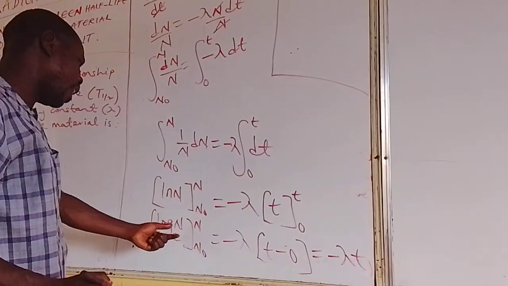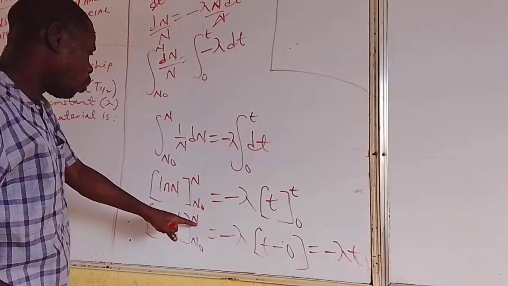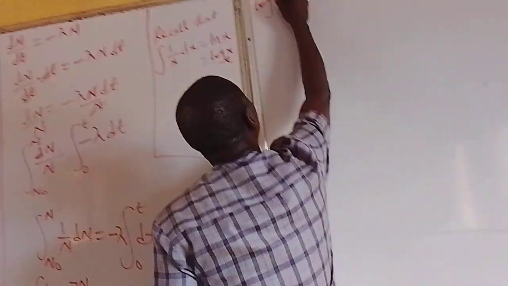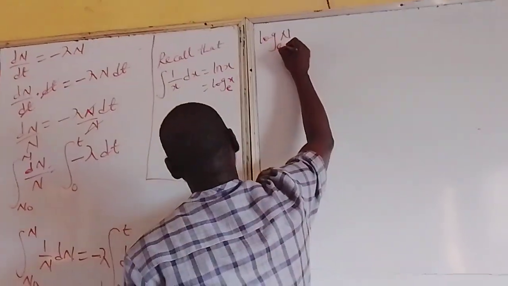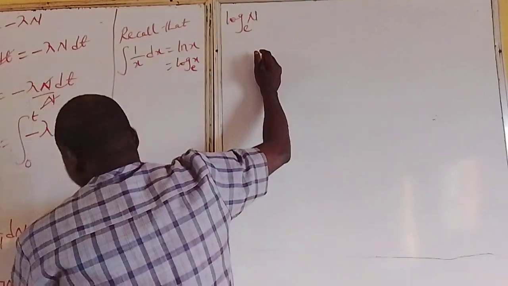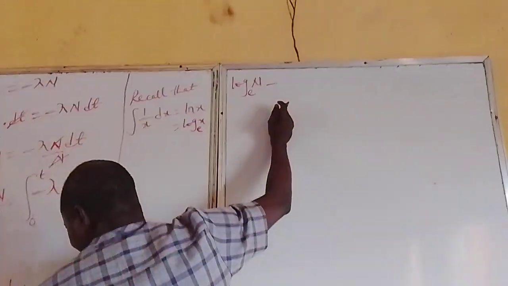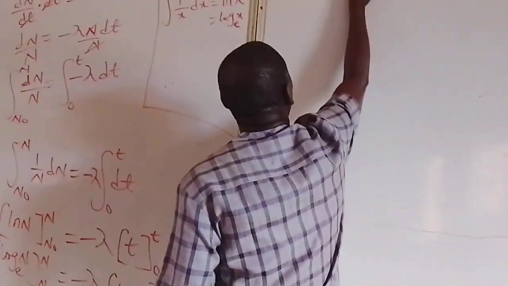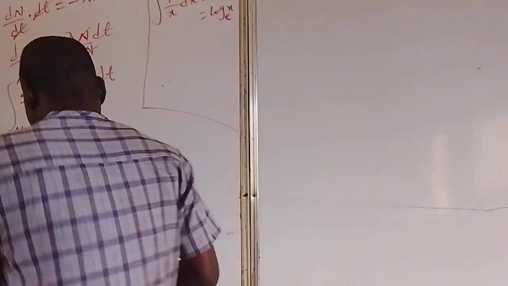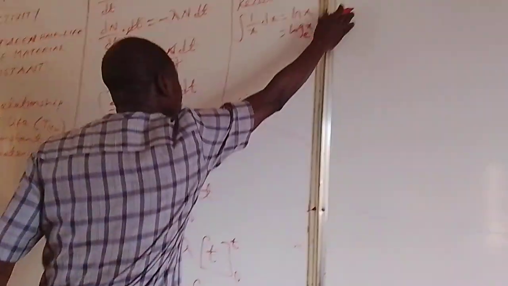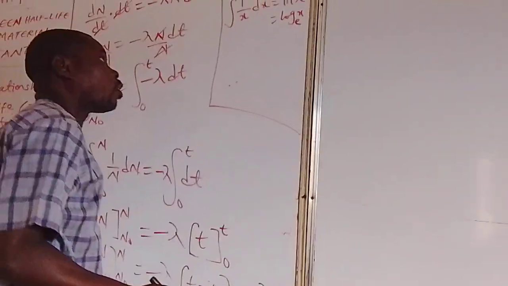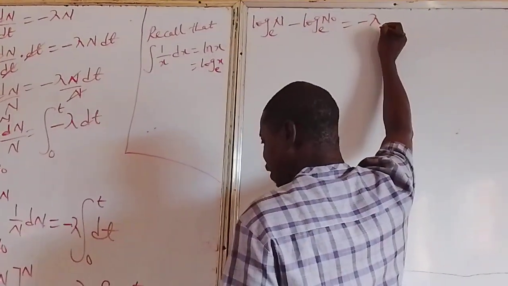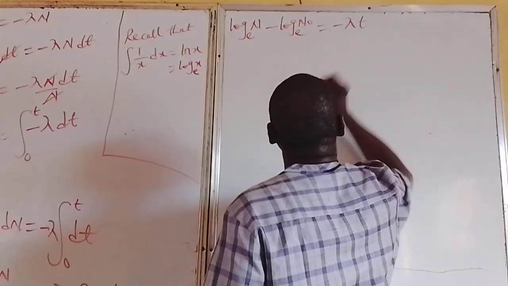So now let's evaluate the one on the left. When I substitute this, I should have log n base e, minus, because I'm going to substitute this and subtract the result of substituting the lower limit. So minus log n naught to base e. Anywhere I see n, I replace it with n. That is the first part. Then anywhere I see n, I replace it with n naught. So it is equal to minus lambda times t, minus lambda 0, that is minus lambda t.